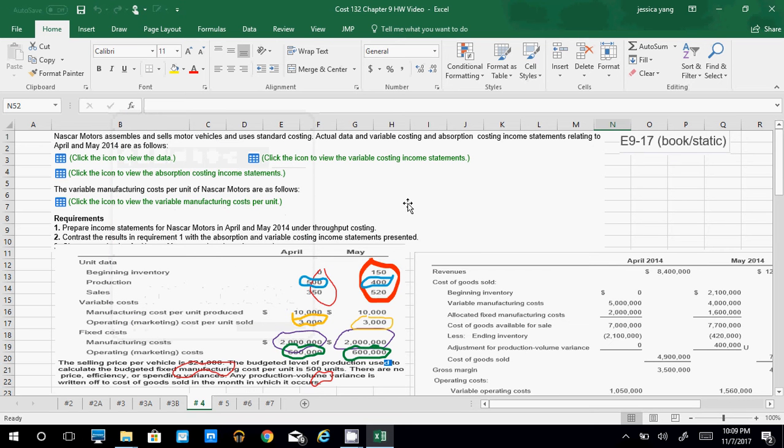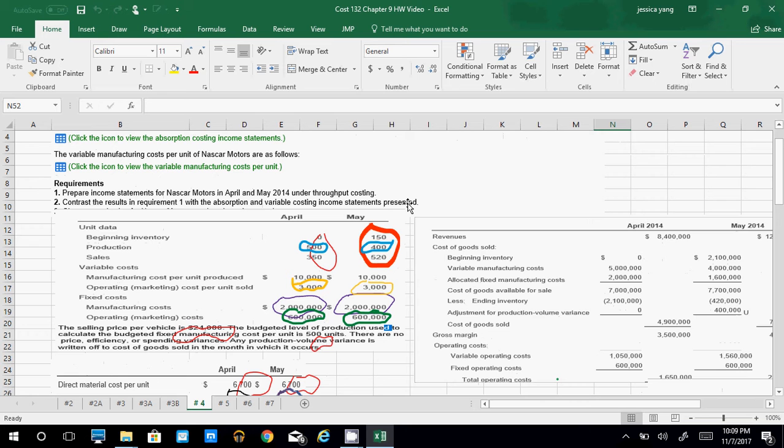Hi guys. So in chapter 9, problem E9-17, we are given the following. NASCAR Motor assembles and sells motor vehicles and uses standard costing. Actual data and variable costing and absorption costing income statements related to April and May 2014 are as follows. Prepare an income statement for NASCAR Motor in April and May under throughput costing.